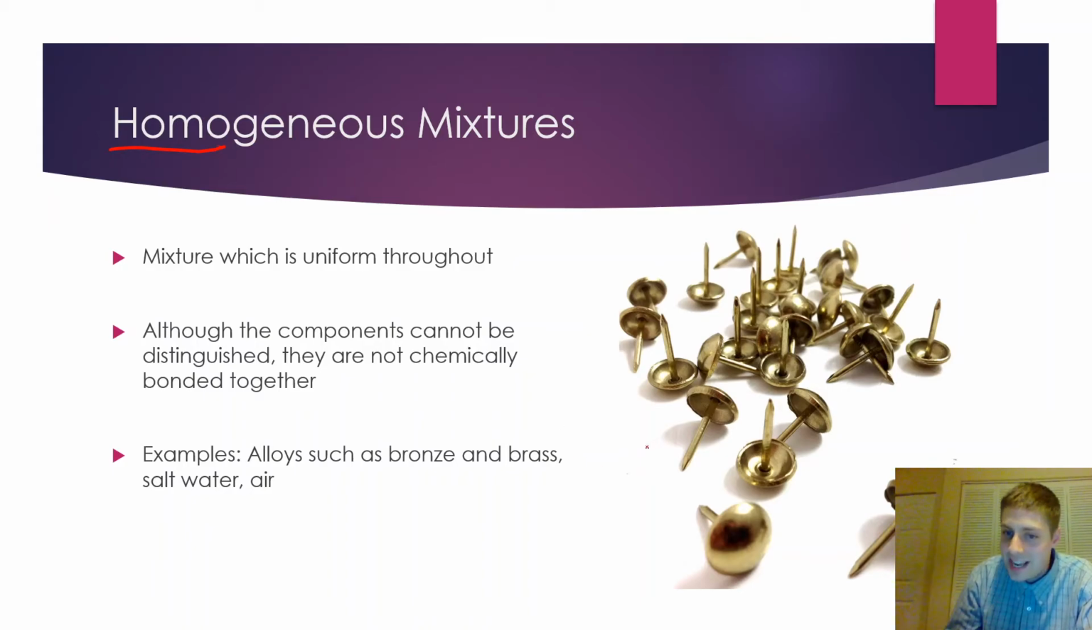These are brass tacks. We're getting down to brass tacks now. And even though these brass tacks, you can't distinguish the copper and the zinc that make up these brass tacks. Even if you put them under a microscope, you wouldn't be able to see where the copper and the zinc are, delineated from one another. But the copper and the zinc are not bonded together. There are no chemical bonds between any atoms of copper and any atoms of zinc, and so brass is still a mixture, right?